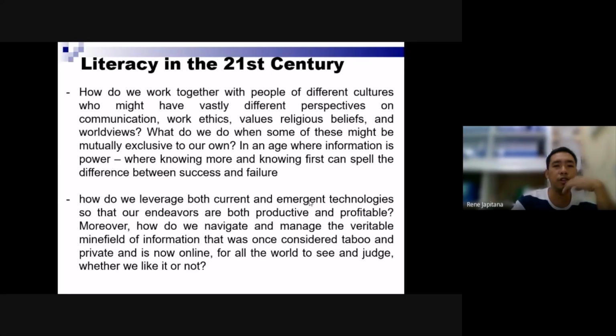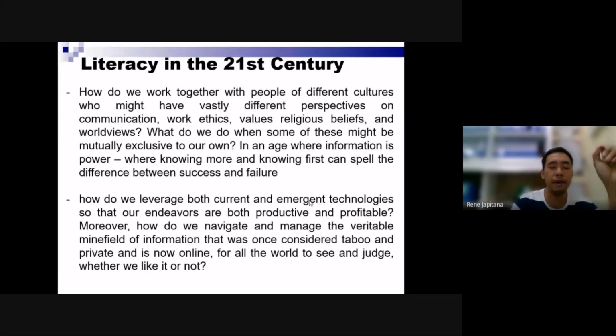So there is a question: how do we work together with people of different cultures? We have diverse cultures who might have vastly different perspectives. We have different viewpoints because we have different practices and cultures, with communication, work ethics, values, religions. Those are our differences, with the different worldviews. What do we do when some of this might be mutually exclusive to our own? In an age where information is power, where knowing more and knowing first can spell the difference between success and failure. So that's the idea.